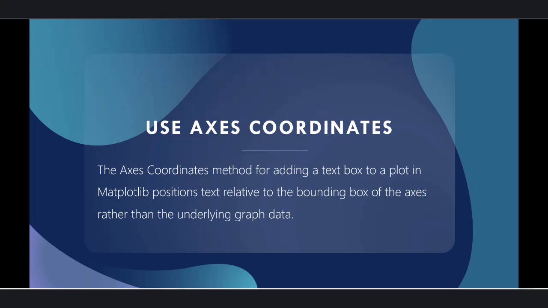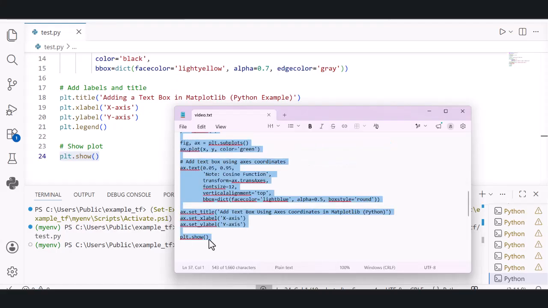Here in this method, while adding a text box to a plot, we will give a specific position to the text relative to the bounding box rather than the underlying graph data. In this method, we will specify the position of the text box properly. We'll see an example for this.